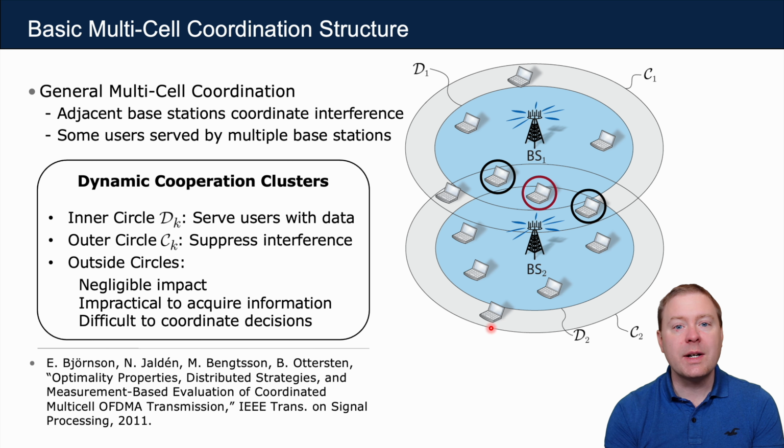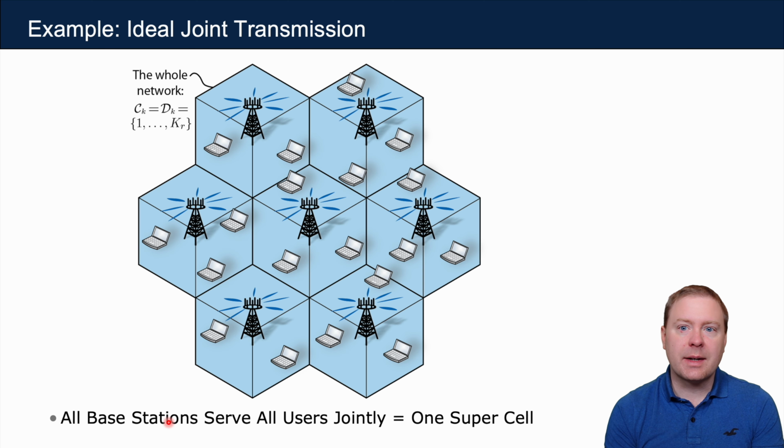The dynamic cooperation cluster concept was first introduced in our paper in the IEEE Transactions on Signal Processing in 2011. And it is a very general concept that can encapsulate a lot of different scenarios. One example is an ideal joint transmission scenario where the entire network is just like one cell, so all the base stations serve all the users. That means that all the users from 1 to K, which is the number of users here, are in the inner circle where you're sending data to all the users, and also in the outer circles of all the base stations.